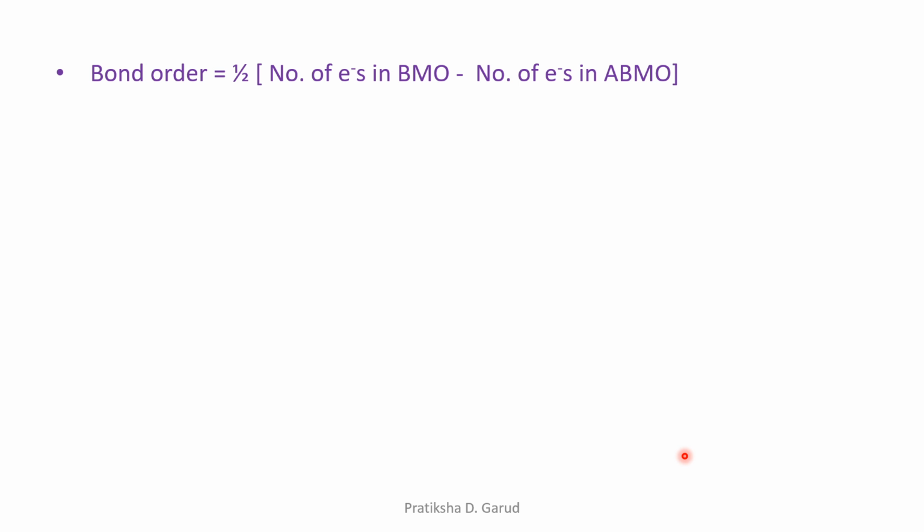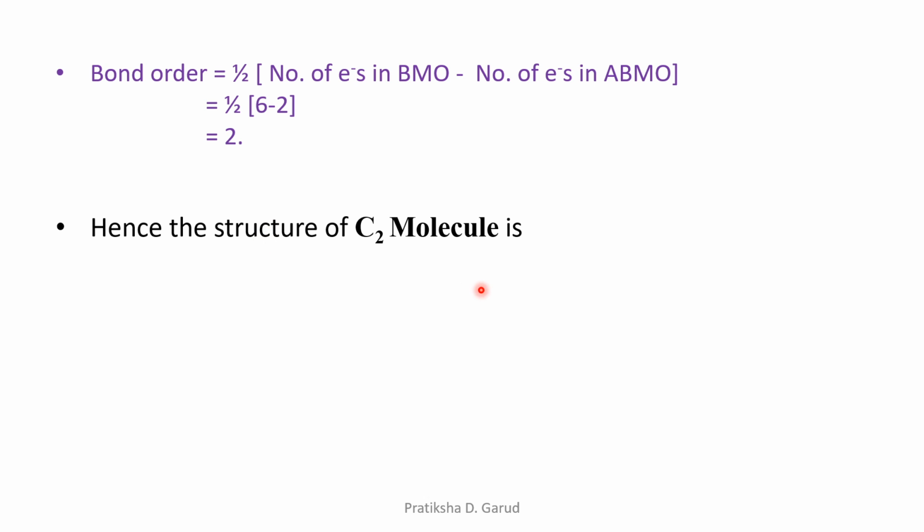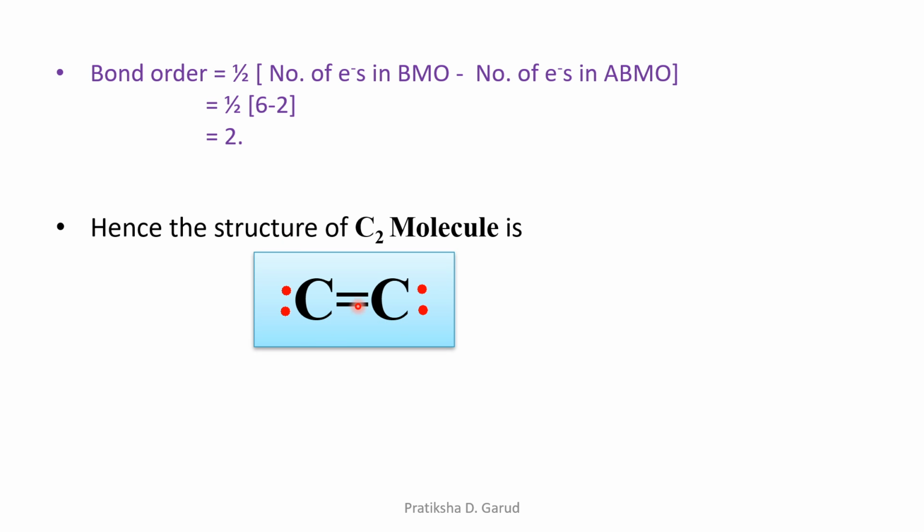After this, bond order, which is given by the formula 1/2 into the number of electrons in BMO minus the number of electrons in ABMO, which equals 1/2 into 6 minus 2, which equals 2. So it indicates that there are 2 bonds between the two carbon atoms. So let us see the structure of the C2 molecule. We have the 2 carbon atoms with the 2 bonds. That means there is a double bond between the 2 carbon atoms. So the structure of the C2 molecule is like this, the 2 carbon atoms with a double bond.